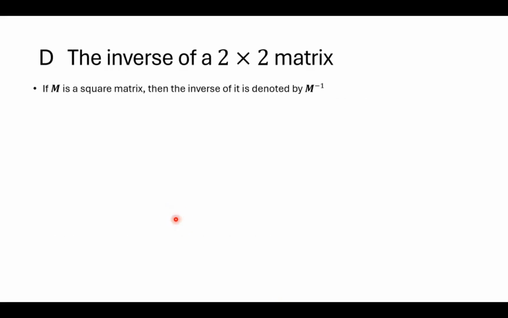So why is all this determinant stuff relevant to you? Well, it is because you need it to calculate the inverse of a 2 times 2 matrix. And the inverse is analogous to the reciprocal of a real number, because you cannot actually divide a matrix by another matrix. So instead, you have to multiply it by the inverse of it. Let's get into it now. If M is a square matrix, in our case it's 2 times 2, then the inverse of it is denoted by M to the power of negative 1.